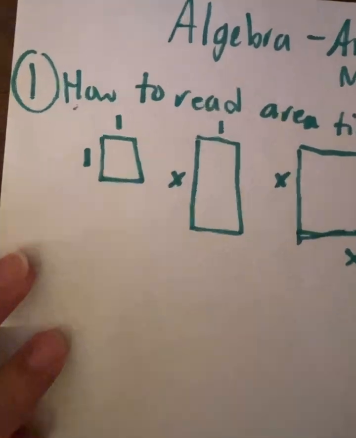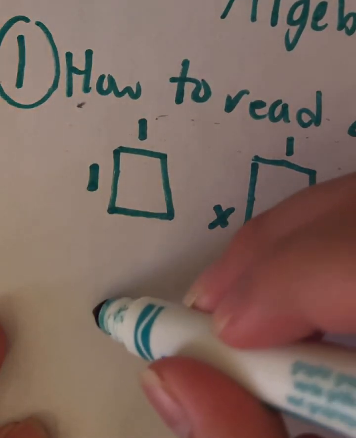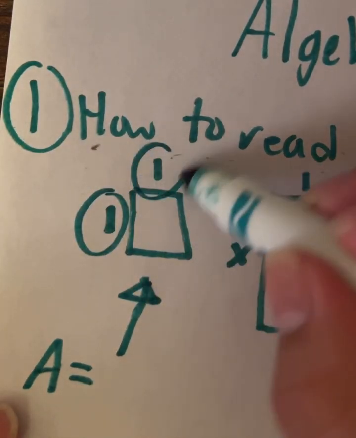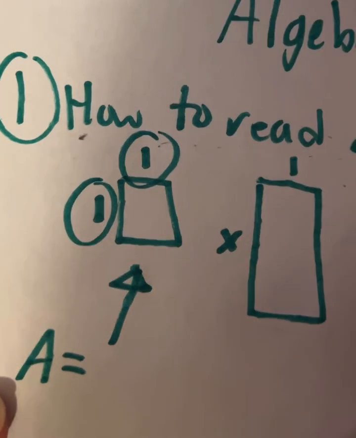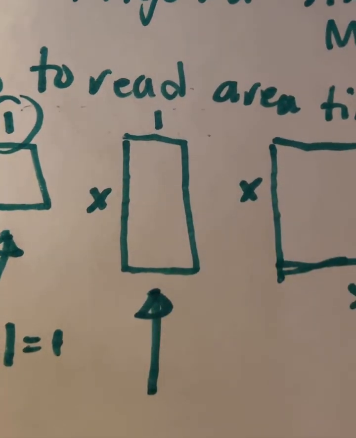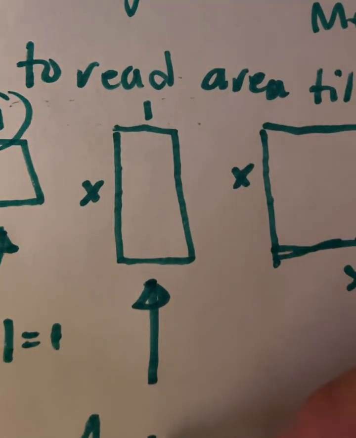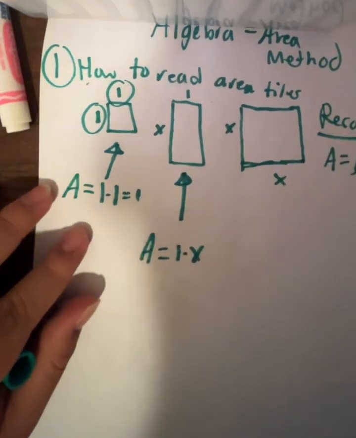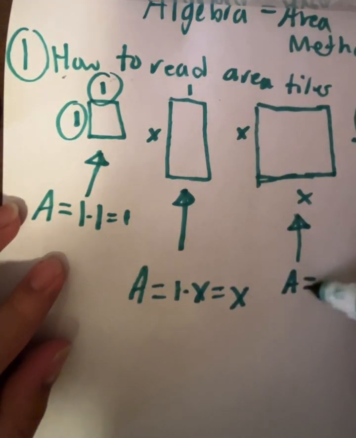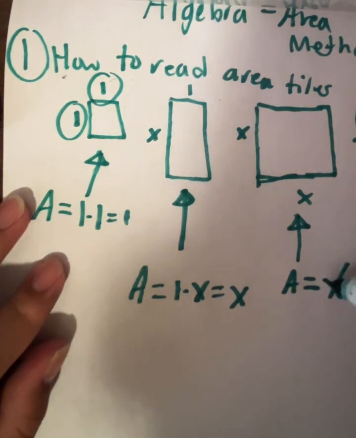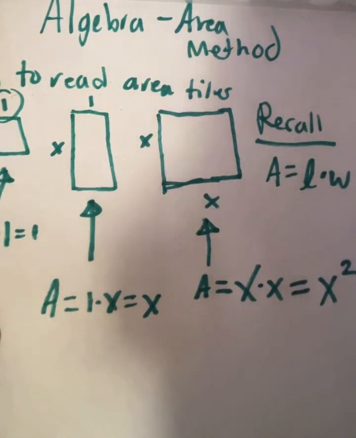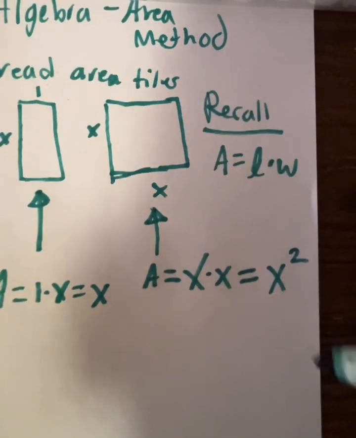And so let's start with this small square. What's the area here? Well, we have one as one side and one on the other side. One is the length, one is the width. So we have 1 times 1, which equals 1. And what about the one here in the middle? Well, we have 1 times x. That would just be x. And for this square right here, we have x times x. Length and width are both x. So we'll be left with x squared. That's our area for this square.